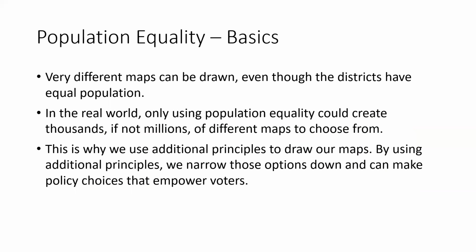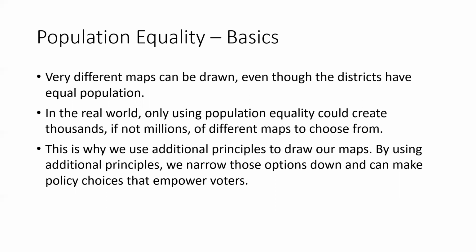And so I showed a couple of variations based off of our simplified version here in Hexland, but in the real world, if you were only using population equality, you could create thousands, if not millions upon millions of different maps to choose from with various districts that still had equal populations, but they just look different on the map because the boundaries are different. And that's why we use these additional principles to draw our maps. We are able to narrow those options, and also by those principles allow us to make policy choices that can empower voters. And we'll get into more details in some of the other principles.